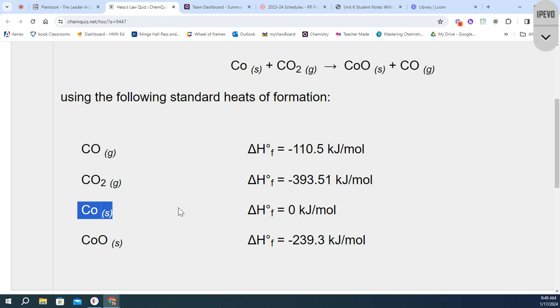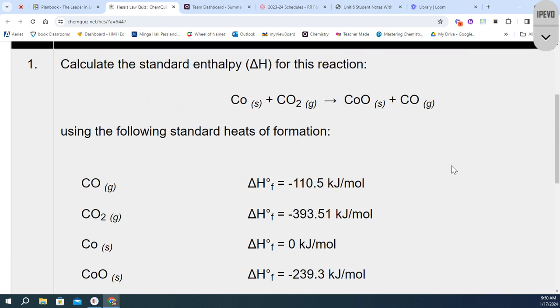Now, the good news is all the energies of formation will be given to you in a list just like this. So you don't have to memorize it, you don't have to write it down. It will all be given to you, kind of like Hess's law. All the formulas, the equations will be given to you. So all you have to do is this.